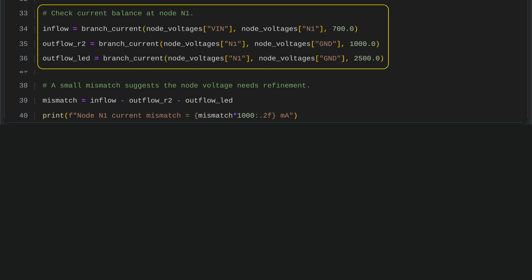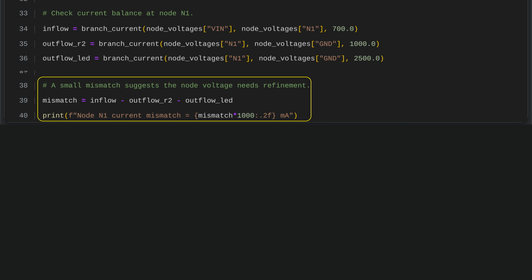To check current balance at node N1, compare the current entering from VIN through the 700 ohm resistor with the currents leading to ground. The outgoing currents flow through R2 with 1000 ohms of resistance and through the LED path with 2500 ohms. This shows how current is distributed around node N1.